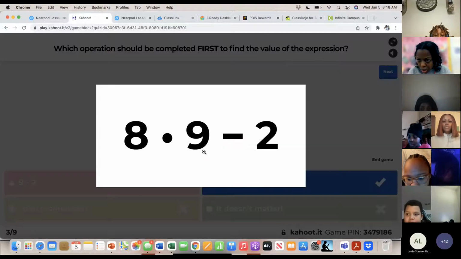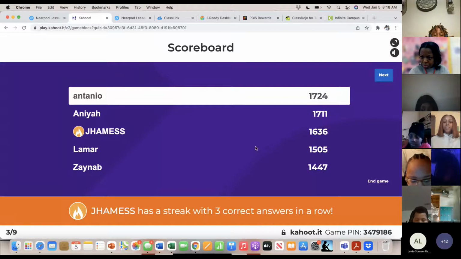Yes, 72. And then we would do 72 take away 2, which would give us 70.